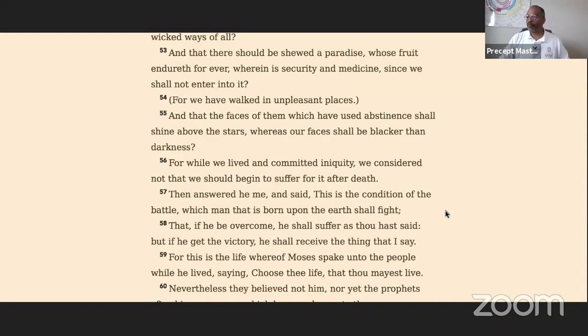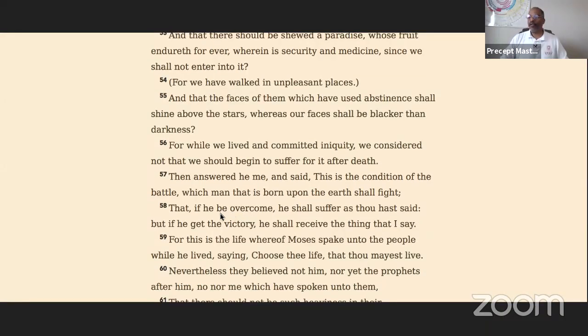But watch this. If he be overcome, he shall suffer as thou hast said. And we suffer. Some suffer more than others. But that's the fight that you have. And he goes on more. But if he get the victory, he shall receive the thing that I said. He's clear.